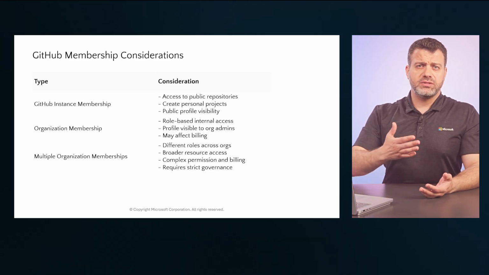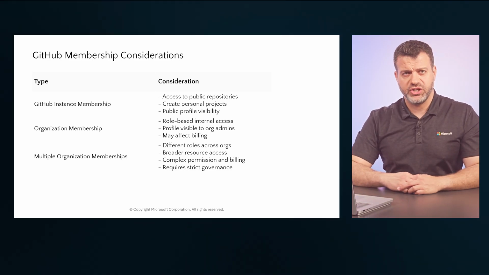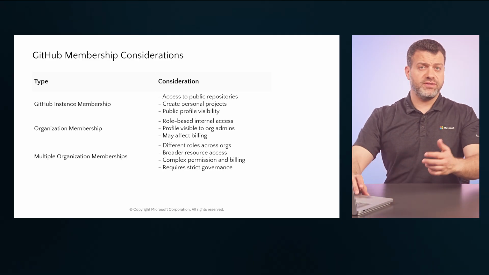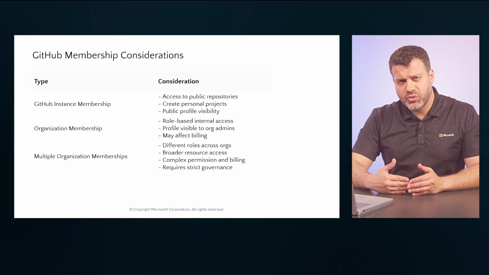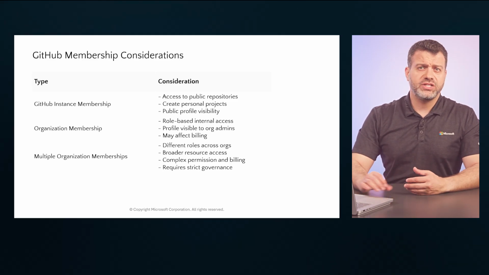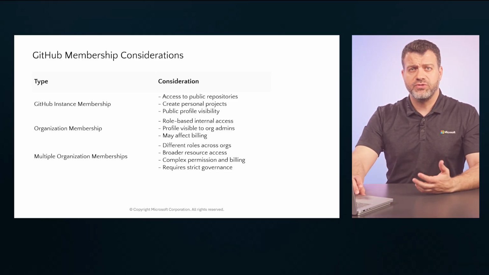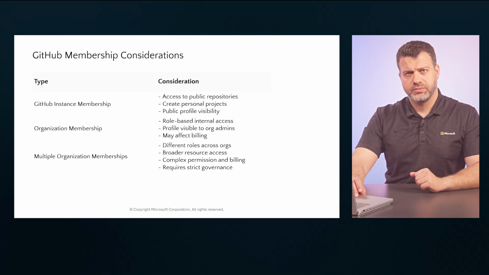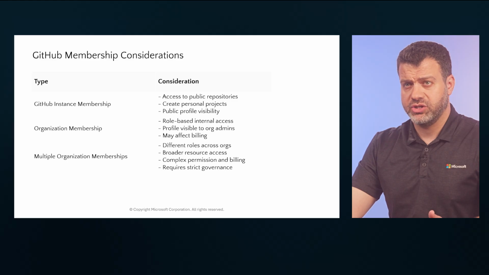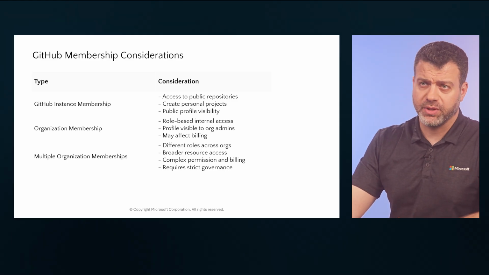Multiple organizations: now the user belongs to a multiple-organization environment. This means they have different roles, different access, and all of those. The key here is that this creates complexity. So organizations must carefully manage access, review permissions regularly, and follow least privilege principles. It's not just about authentication. It's about managing access across multiple contexts.